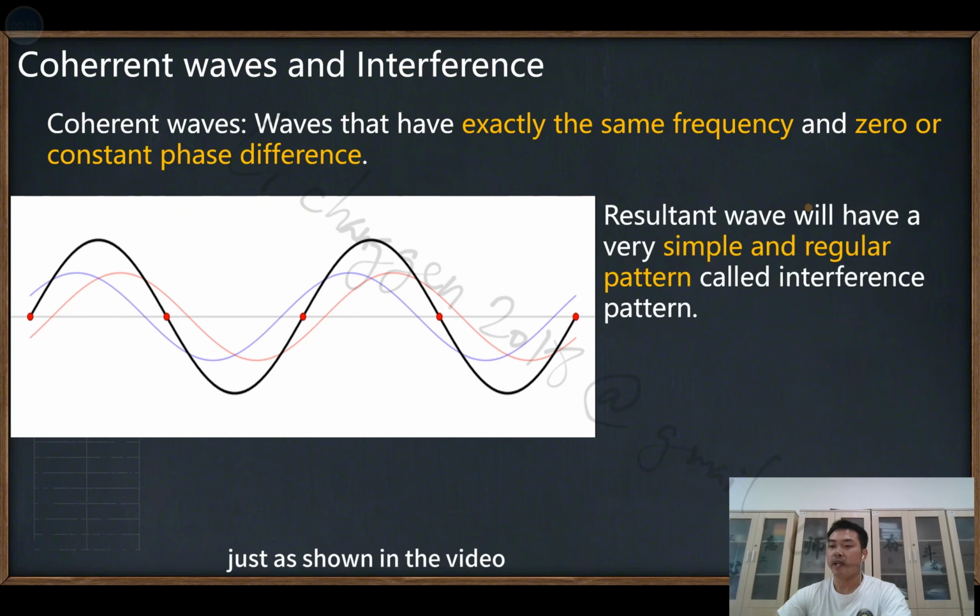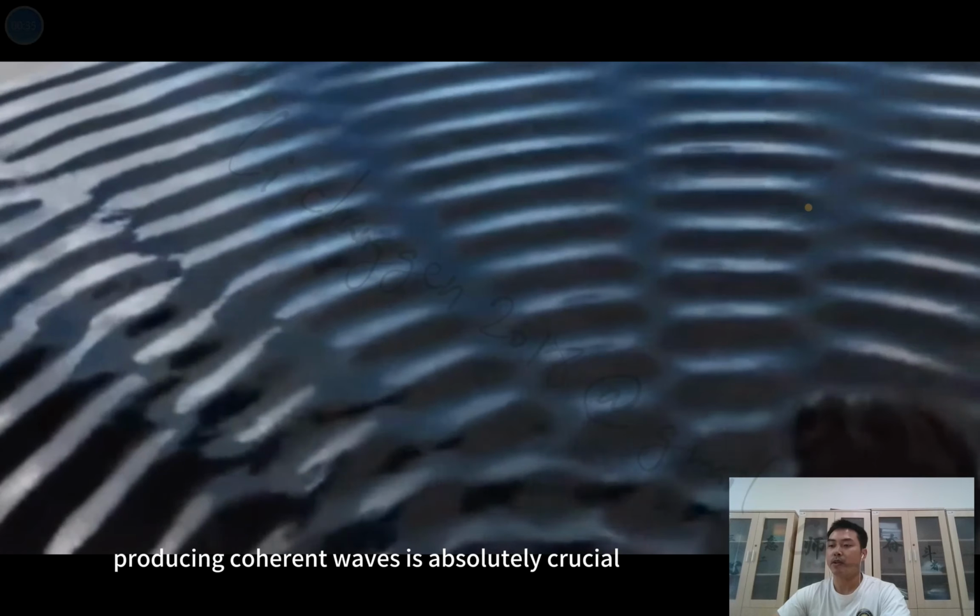Just as shown in the video, the coherent water waves form an interference pattern that is very regular. It's like two signals perfectly harmonizing the same note. The result is clean and predictable. This is why when we study interference, producing coherent waves is absolutely crucial.